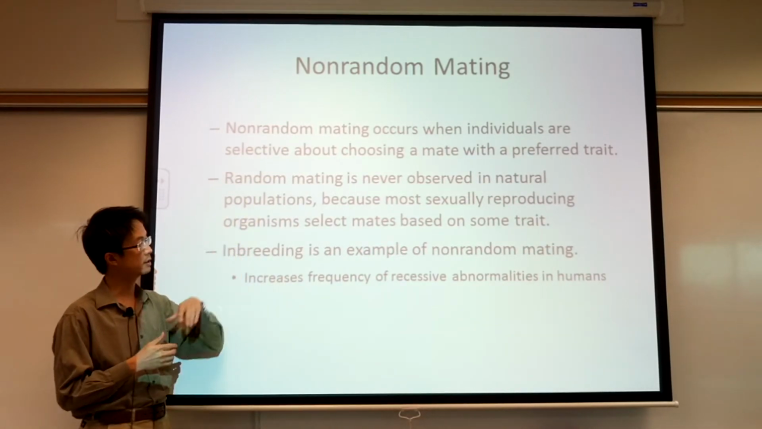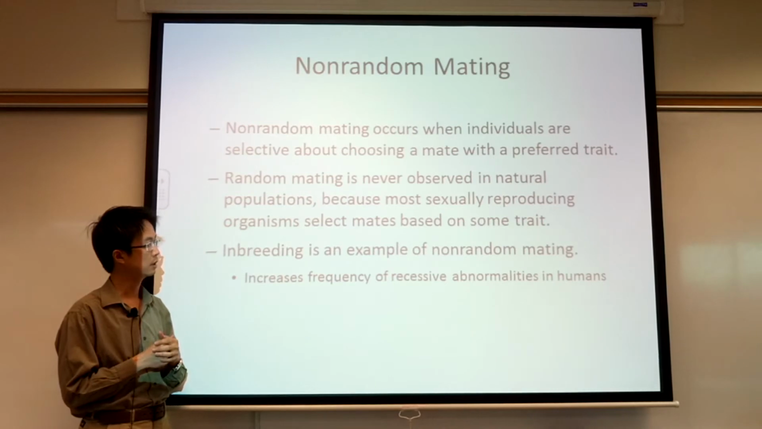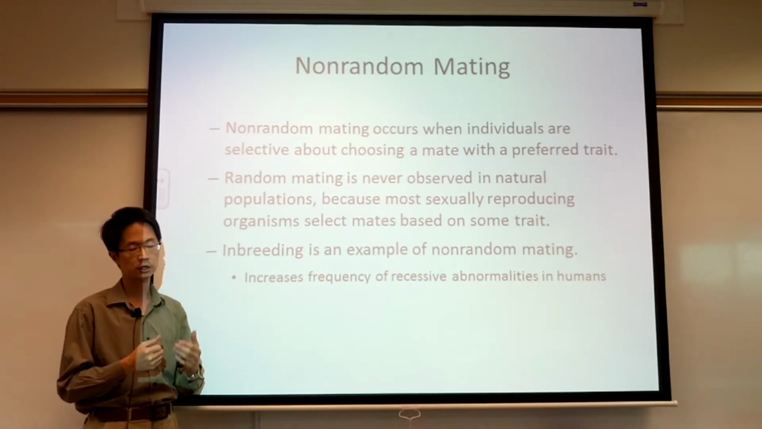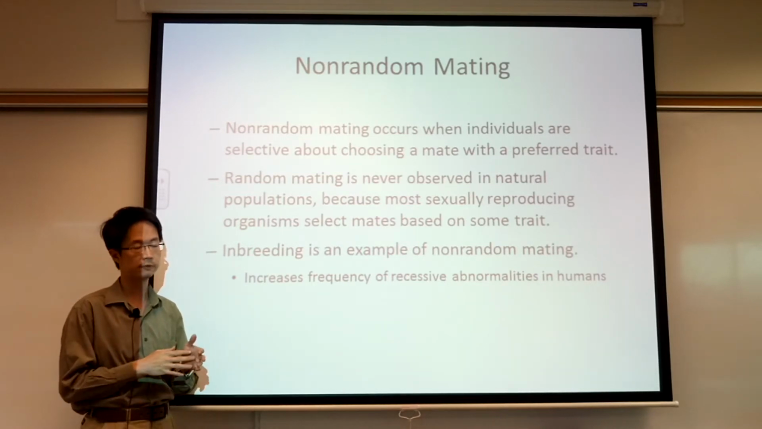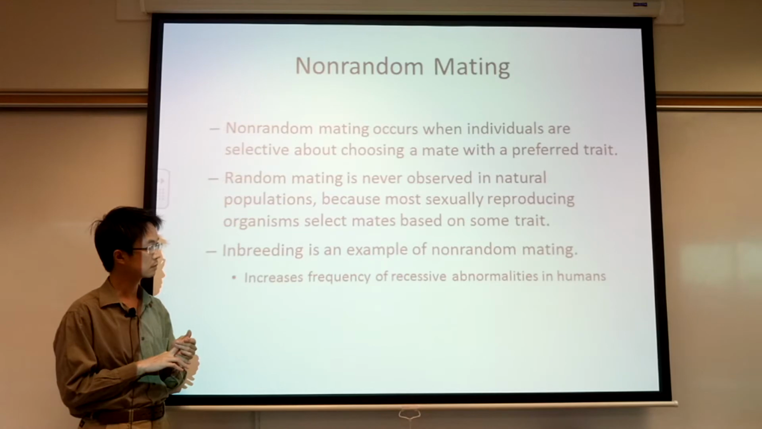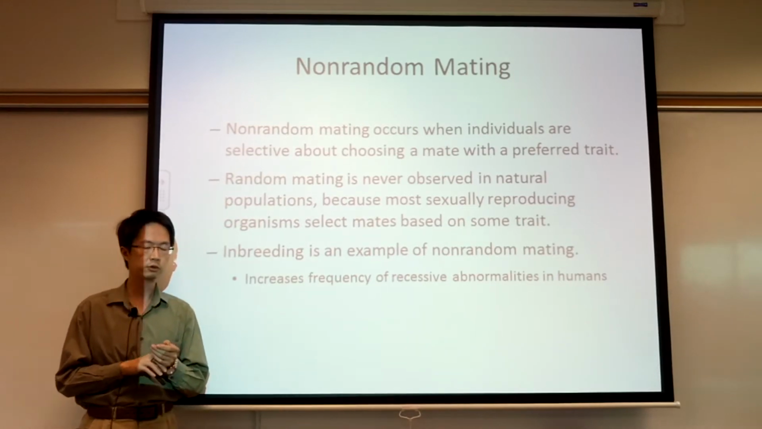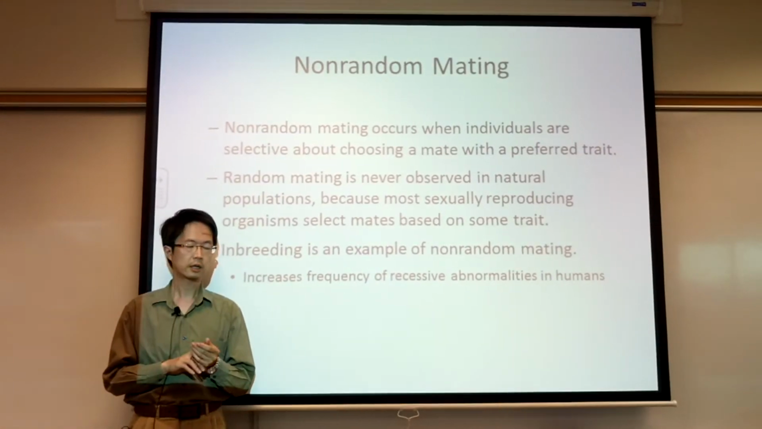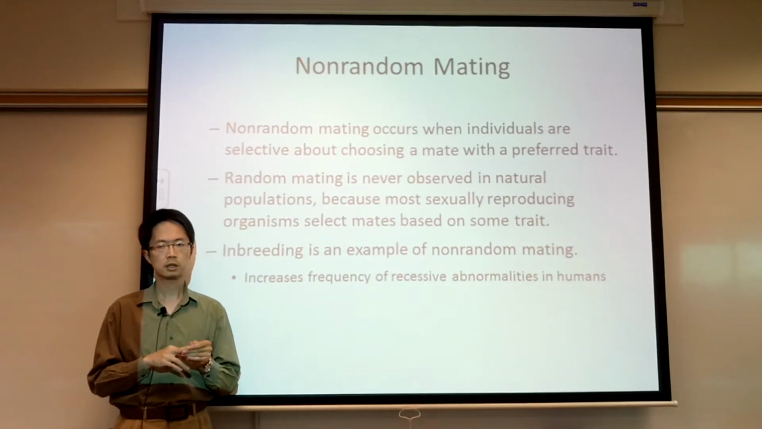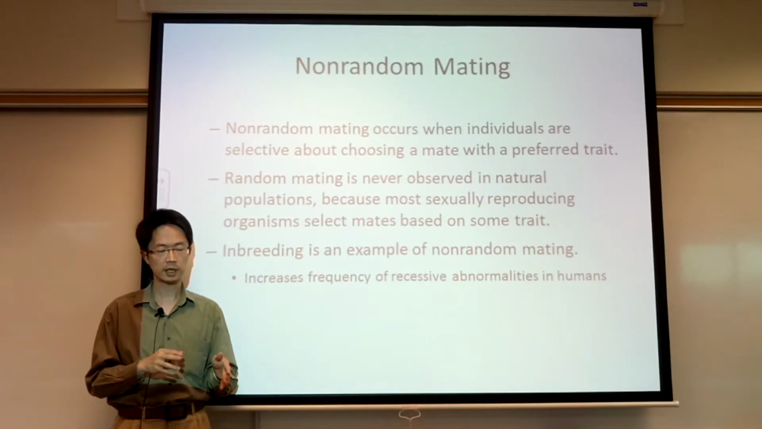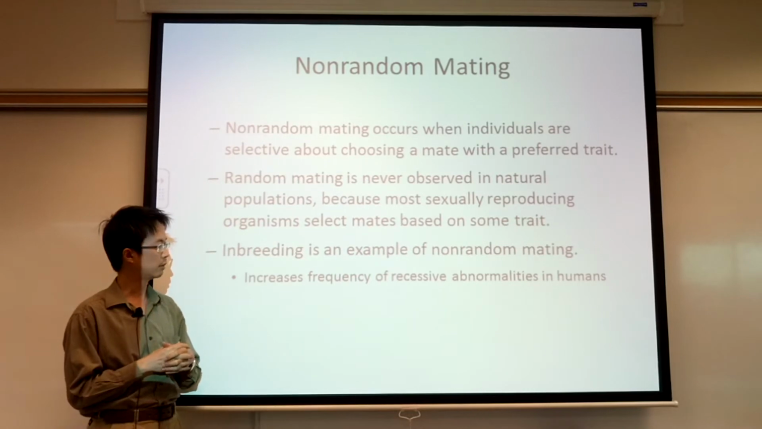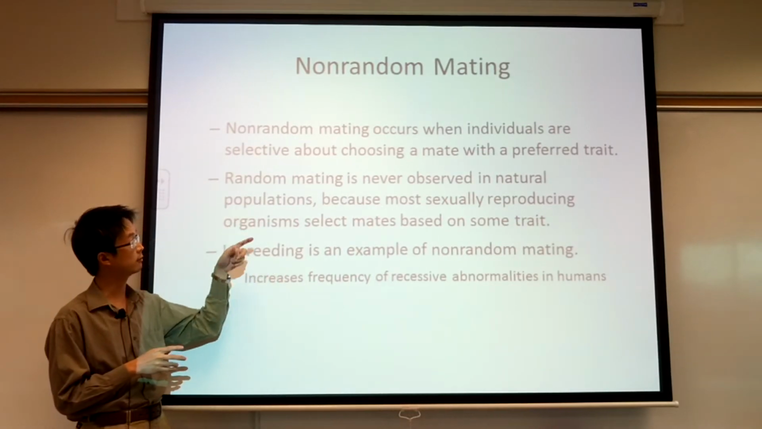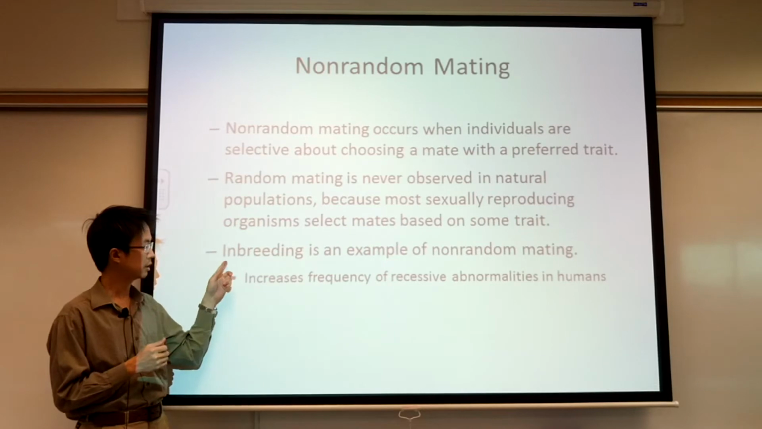Random mating is never observed in natural populations because we have something called sexual selection that we talked about previously. Living organisms usually choose the partner that has some special trait that will help them to survive. An example of non-random mating or this kind of sexual selection is inbreeding.